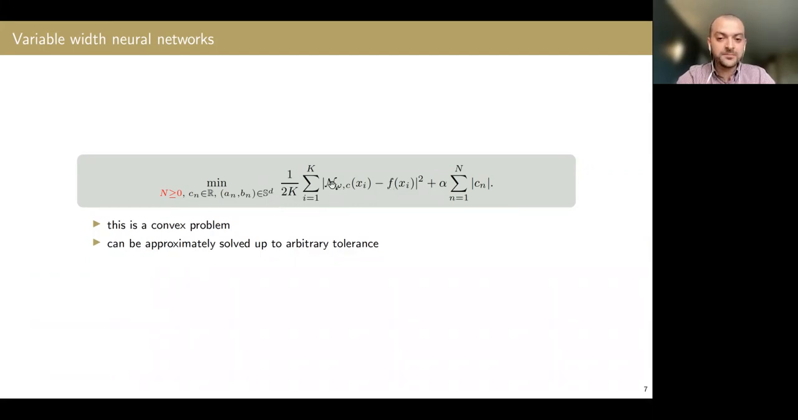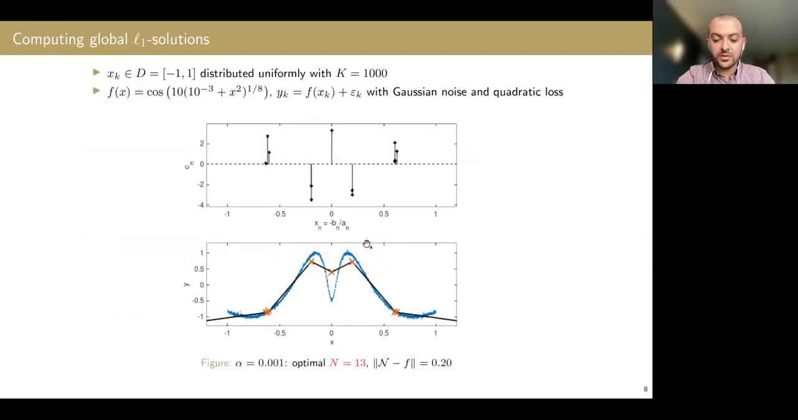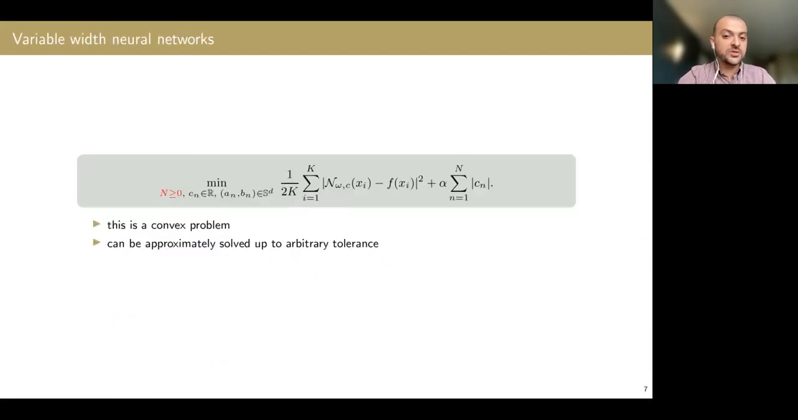This problem, now with n bigger than or equal to 0, is actually a convex problem, and so if you try to solve it, you can solve it with very high precision, up to any arbitrary tolerance. So you can set the tolerance, solve this problem, and then see what happens to the network. Again, I'm trying to show you that the L1 penalization really fails to achieve what it promises in this case.